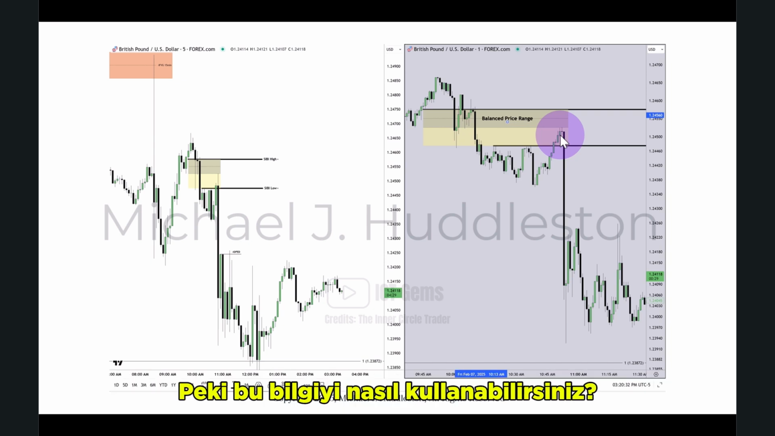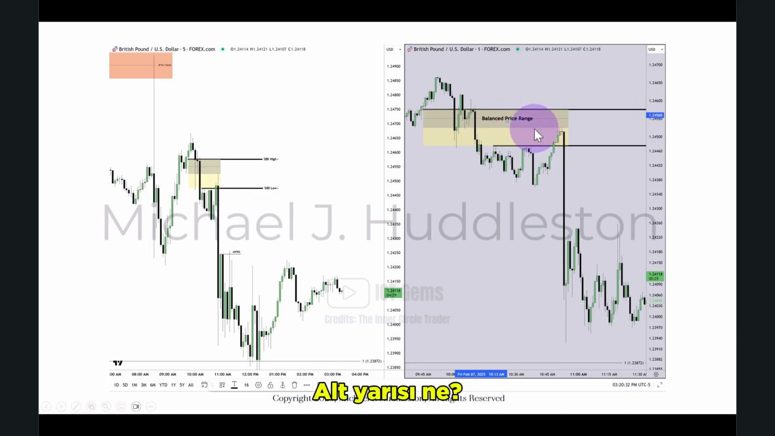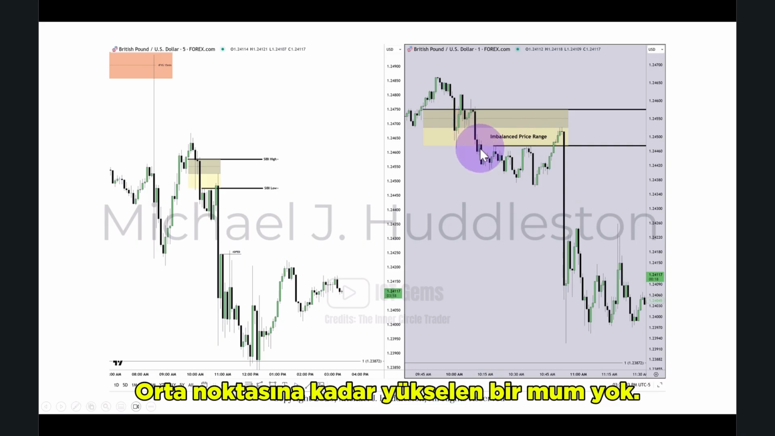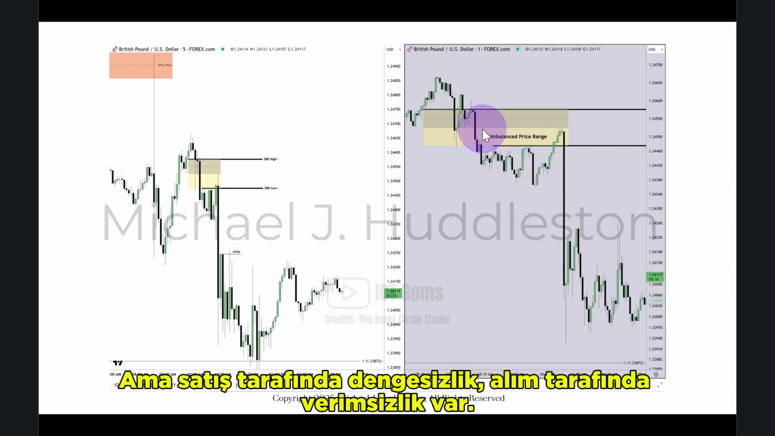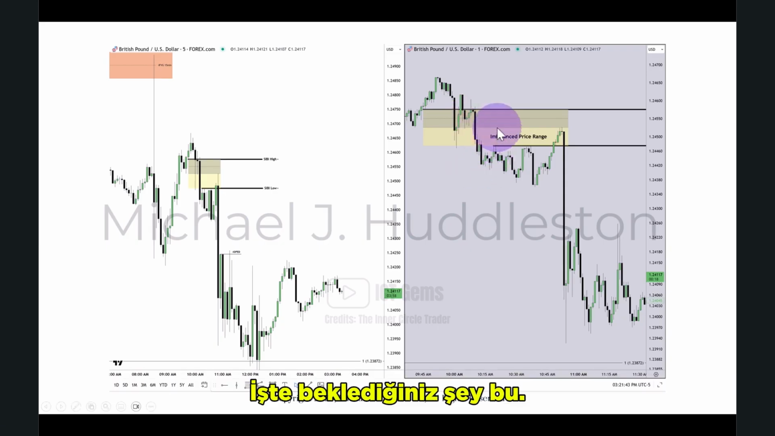Now, what can you use this information for when it's a balanced price range? Well, it identifies what? The lower half as what? An imbalanced price range. Why is it imbalanced? Because it leaves the upper half here and it only sells off. There's no up candle to the midpoint of it. It's sell side imbalance, buy side inefficiency, meaning that it needs the offer price back up to the midpoint. That's what you'd be waiting for.